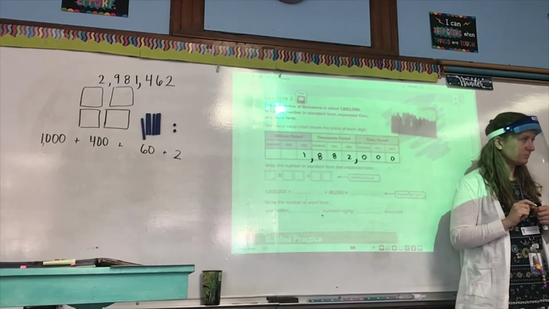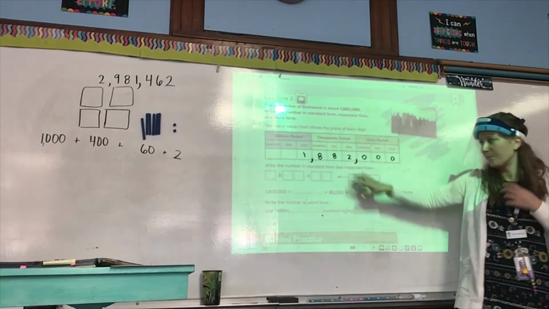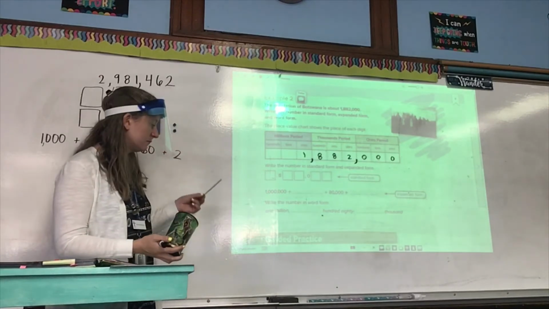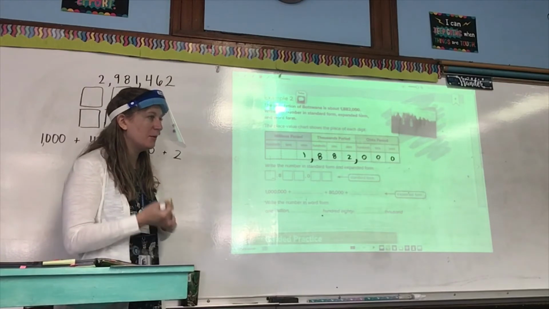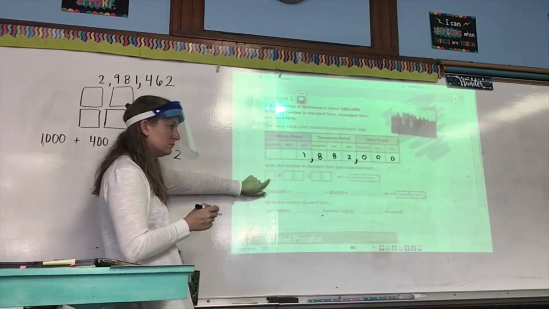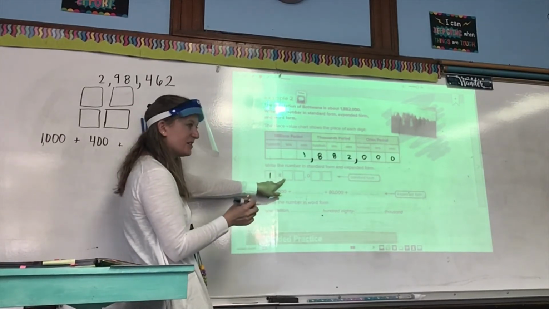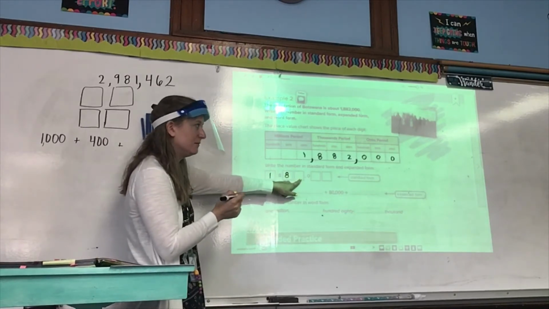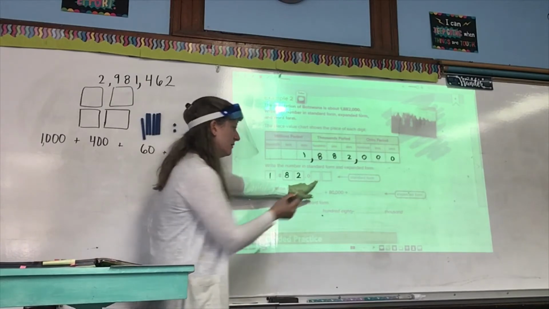1,882,000. Is everybody with me on how to say this number? Okay, so now I have to write the number in standard form. Zadie, they filled in part of the number for us. What digit goes here? 1. They already have this 8. What digit goes here? 8. What digit goes here? 2. They already have this 0. What digit goes here? 0.